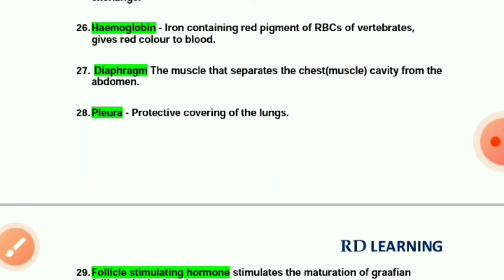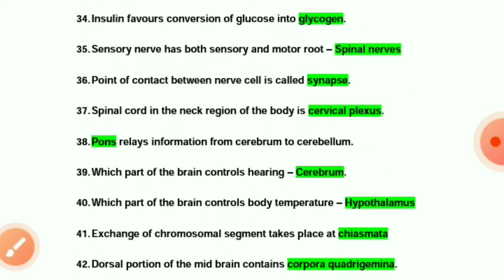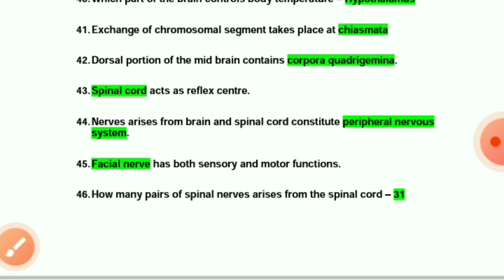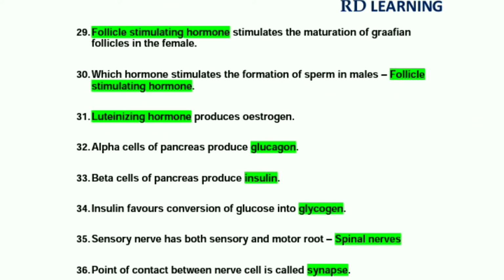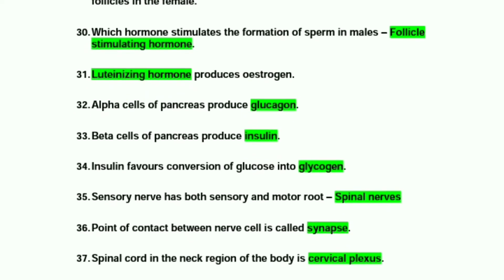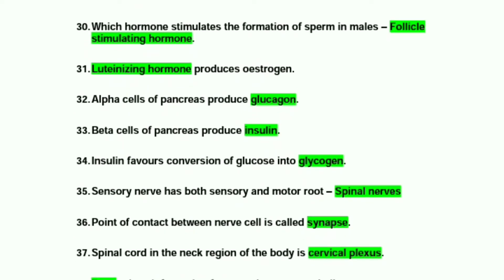அடுத்து diaphragm, the muscle that separates the chest cavity from the abdomen. Pleura, protective covering of the lungs. Follicle stimulating hormone stimulates the maturation of Graafian follicle in the female. அடுத்து which hormone stimulates the formation of sperm in male? Follicle stimulating hormone. Luteinizing hormone produce estrogen.